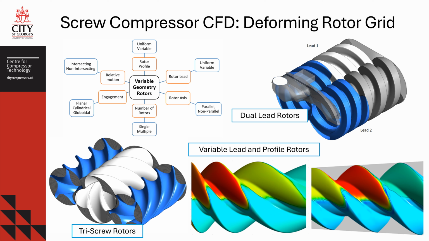A few examples are shown here, such as dual lead rotors typically used in vacuum pumps, or variable lead and variable profile twin screw rotors, which are still novel applications. Or you can have multiple gate rotors, such as a tri-rotor arrangement shown here, which is used in refrigeration applications.